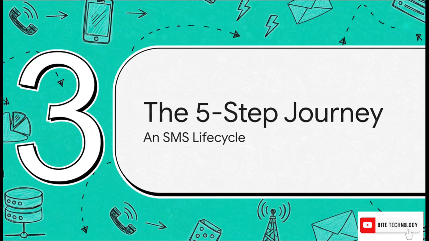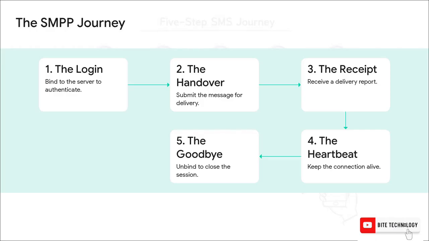So how do these two, the ESME and the SMSC, actually talk to each other? Well, their whole interaction is this simple, really elegant 5-step journey that every single one of those automated texts goes on. It all starts with a login. We can call that the bind. Then there's the handover, where the message is passed off. After that, you get the receipt to know it was delivered. There's a heartbeat to keep the line open, and finally, a nice clean goodbye. Let's walk through each one.